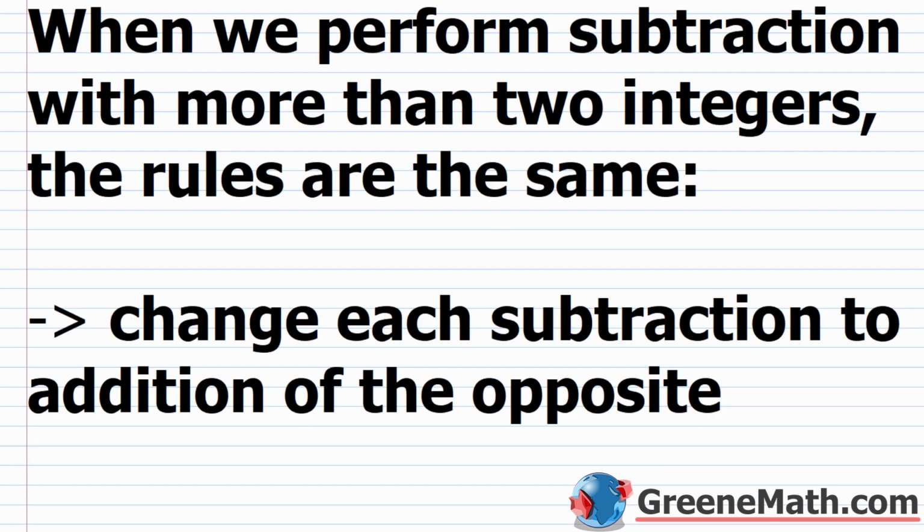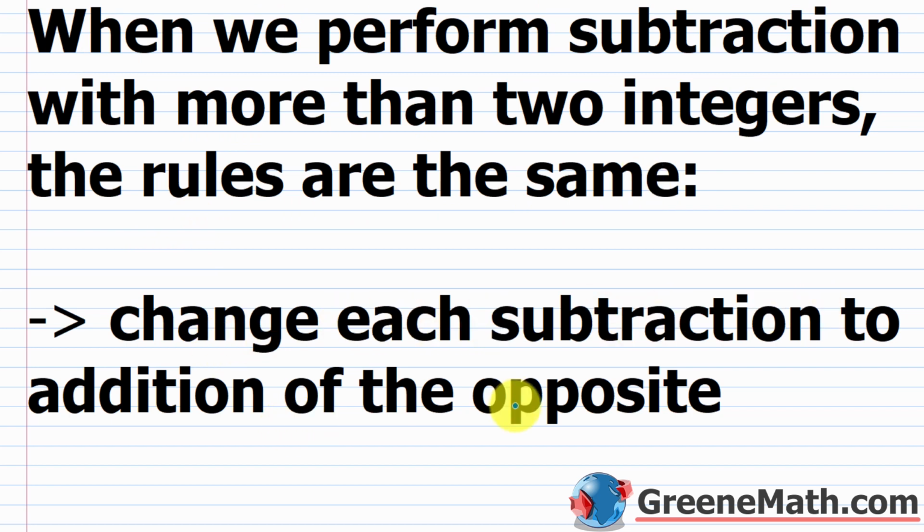All right, let's wrap up the lesson. And what we're going to do now is talk about multiple operations. So basically subtracting more than 2 integers. So when we perform subtraction with more than 2 integers, the rules are the same. Change each subtraction to addition of the opposite.